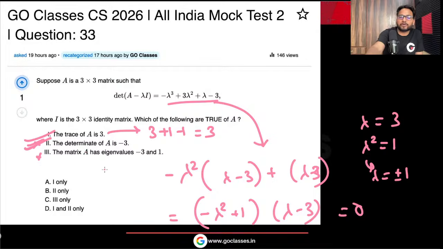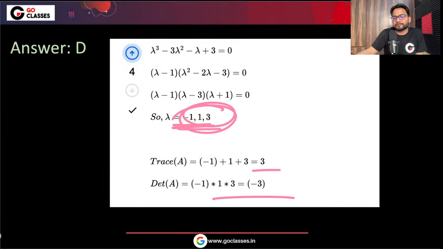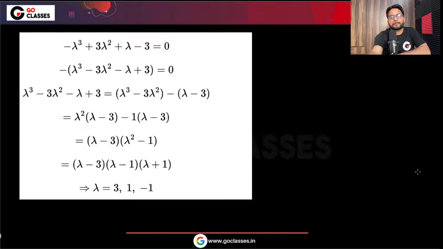Okay. So 1 and 2 are the eigenvalues, and then determinant will be minus 3, trace is 3. And the last one was eigenvalues, right? Eigenvalues is not minus 3, it is 3. Here, yeah. So basically, we are just factoring. I've just also shown you how to factor it. Okay.